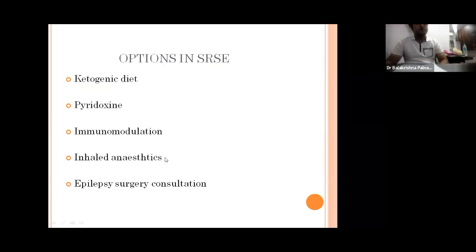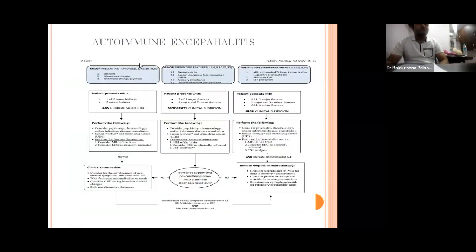So let's go back to the previous slide. As I have discussed here, the child fits two of three major features, and minor features are also there. We have moderate clinical suspicion. We did MRI, which was normal. EEG was done, which is abnormal. CSF analysis, we need to send for autoimmune antibodies.